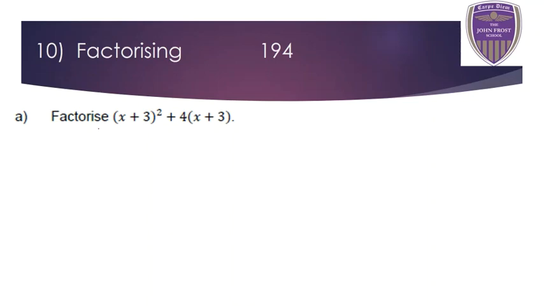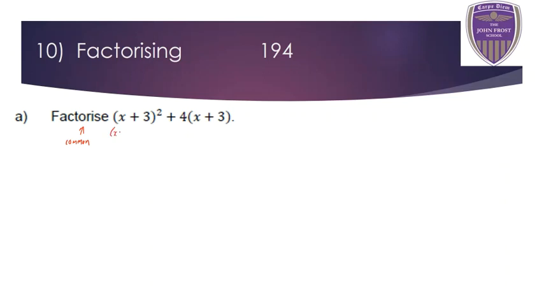In this question we can see that we already have some brackets and two separate terms, and as we should know, factorise means to put into brackets, and we need to look for a common factor first of all, so something that is common to x plus 3 squared and 4 multiplied by x plus 3.